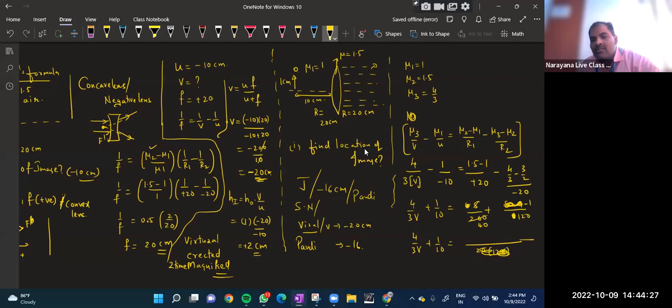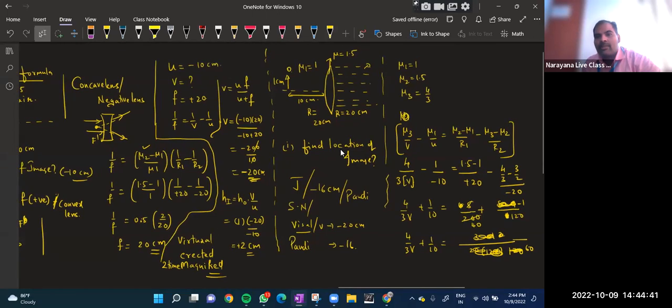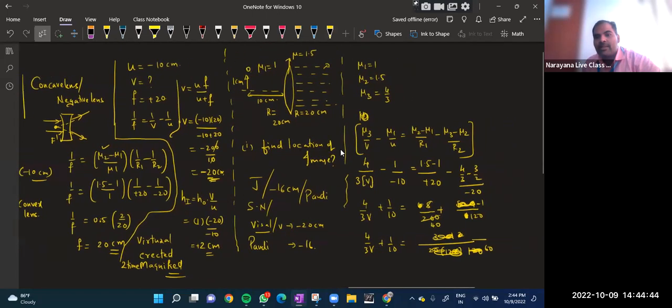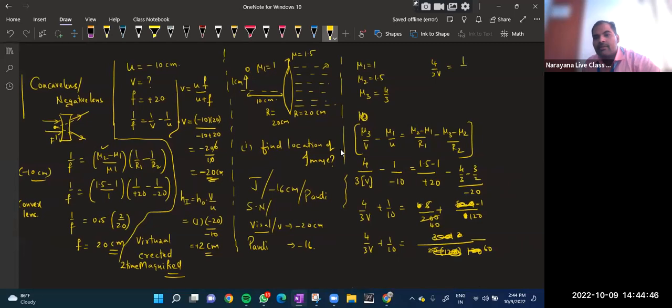3 minus 1 means 2, so 2 ones are 2/60. 4/3 v equals how much? 1/60 minus 1/10. That becomes 1/10. You send v this side and 1/10 to the other side. v is 16. Shabbash, Talia. Very good.